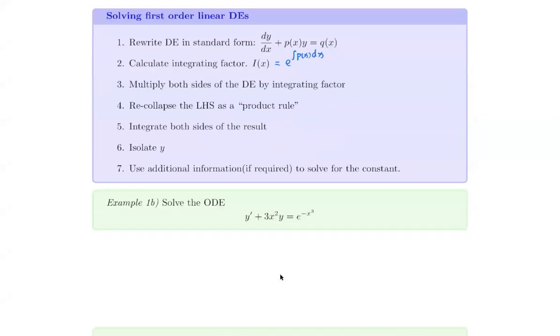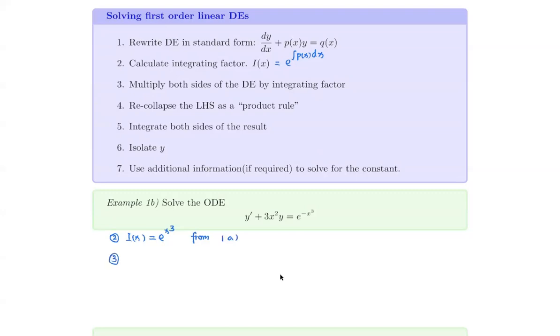So let's write it down. So this is my ODE. This ODE, you've seen it before. In your last example, I asked you to find the integrating factor. As you can see, this ODE is already in standard form, so we don't have step 1. Step 2, calculate the integrating factor, which we did already. That's going to be e to the x cube. You guys did it already. So this is from 1a.